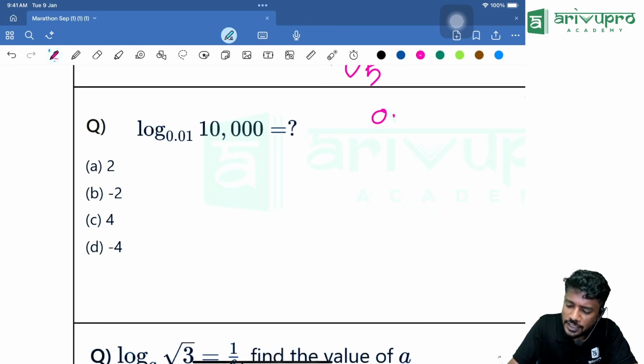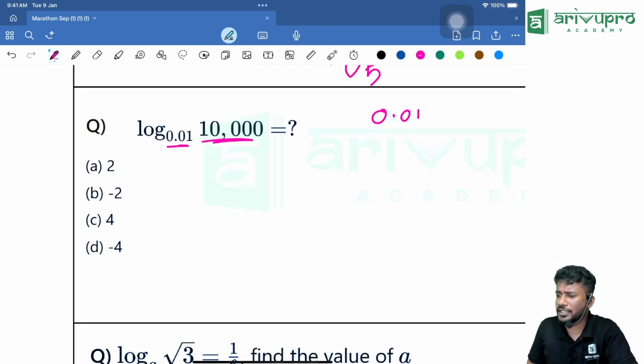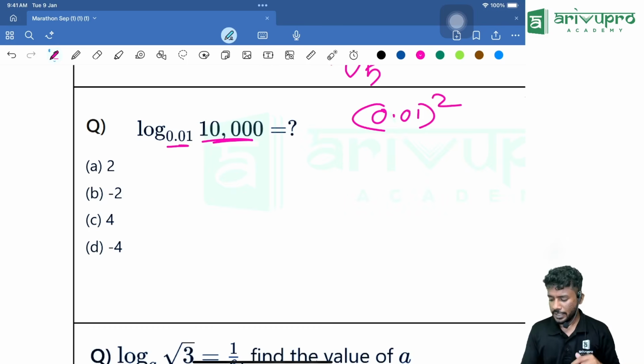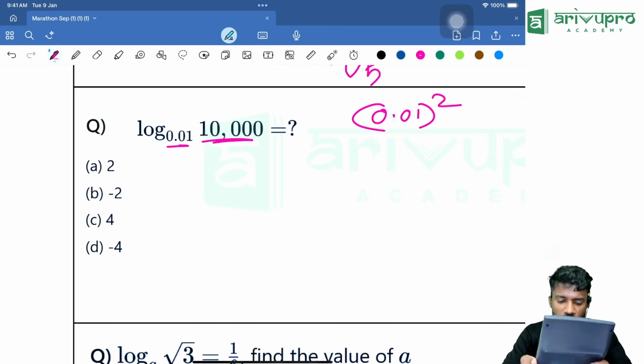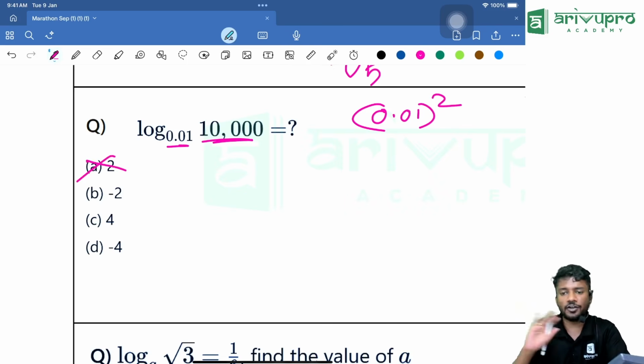So 0.01. The method is very simple. We need to directly check whether 10,000 can be written in terms of 0.01. So 0.01 the whole square is how much? Take the calculator. 0.01 into equal to is how much? 0.0001. That means option A cannot be the answer, no matter what.